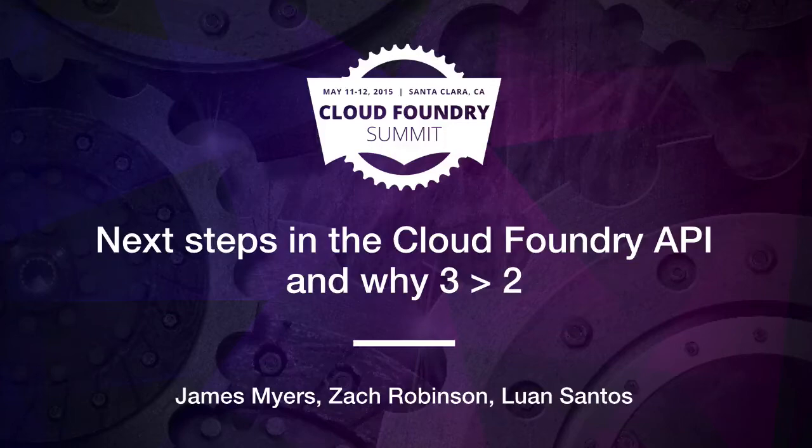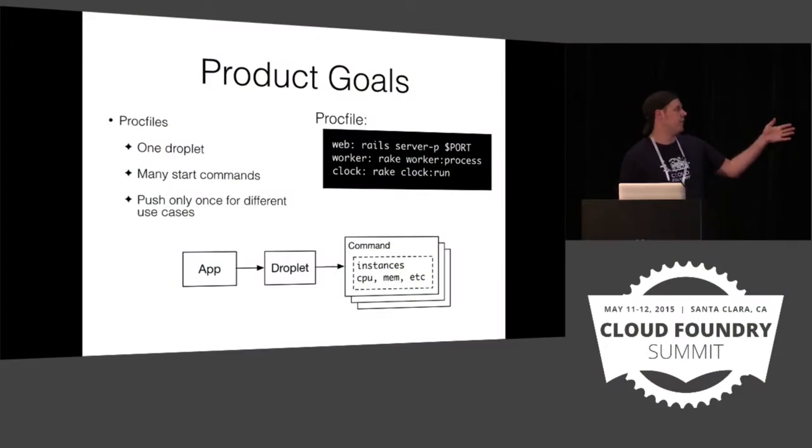memory, different CPU, things like that. So that's sort of what a proc file is. And sort of the idea of what we picture this looking like is you have an app with your droplet, your compiled running bits, and it has a list of multiple commands that can run. And those are sort of what today's app looks like.